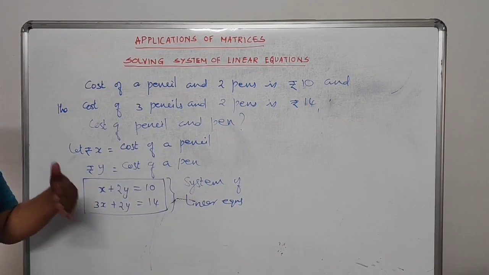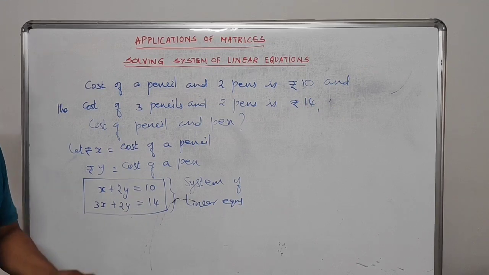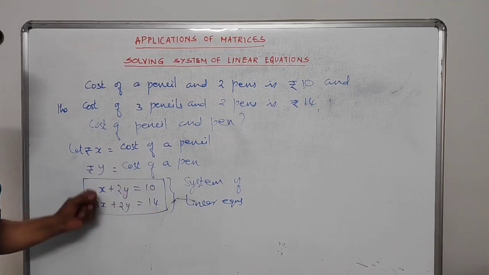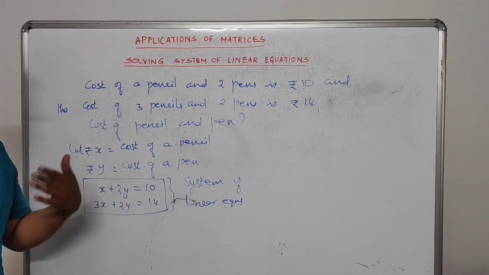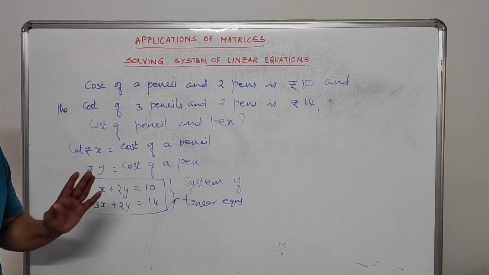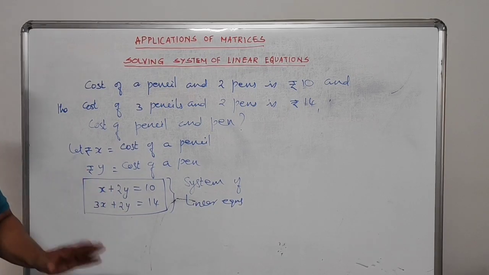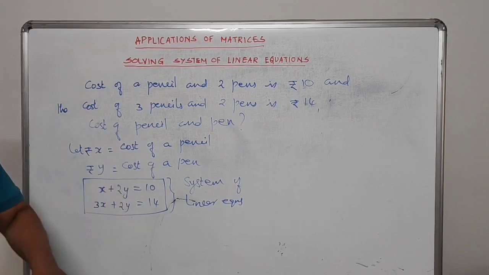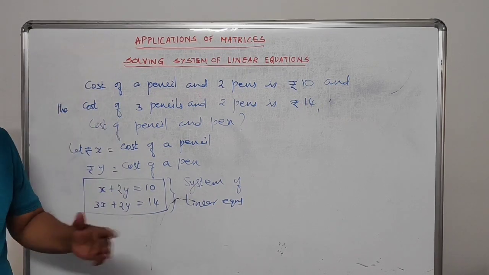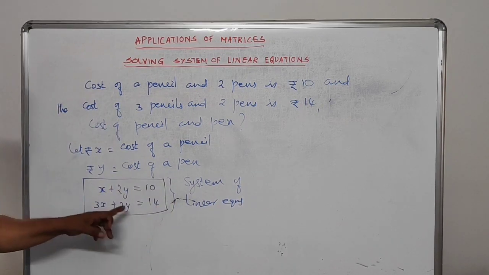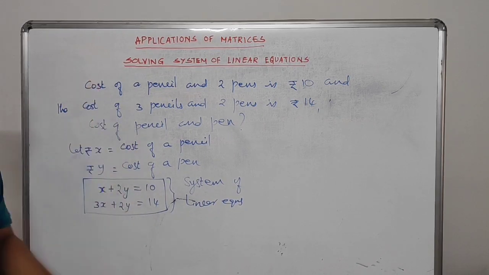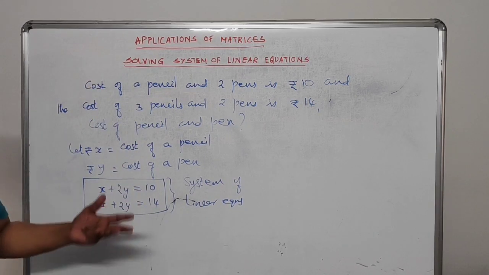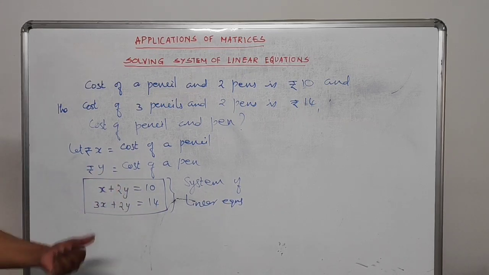Now we have to find the values of x and y. We have already learned many methods. These two equations can be solved by the elimination method, the substitution method, or the cross multiplication method. All those methods we studied in 10th standard. Now we can go for a new method called the matrix inversion method. Before that, let us see how to find the solution by any one of those three methods.